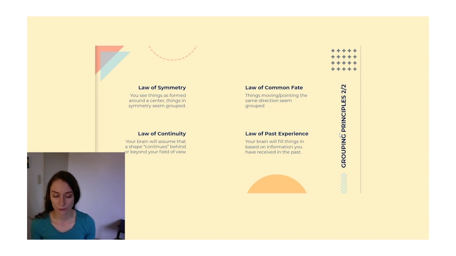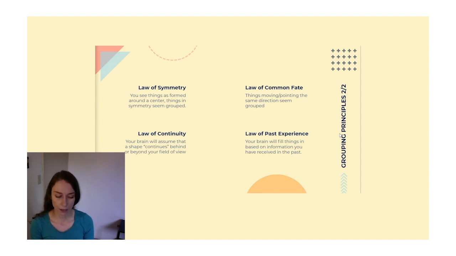The law of common fate is the idea that things that are moving or pointing in the same direction are a part of a group. This is very common in flocking behavior. So if you see a school of fish or some kind of birds and there's a group flying east and a group flying west, you'll perceive them as being grouped based on the direction that they're moving.